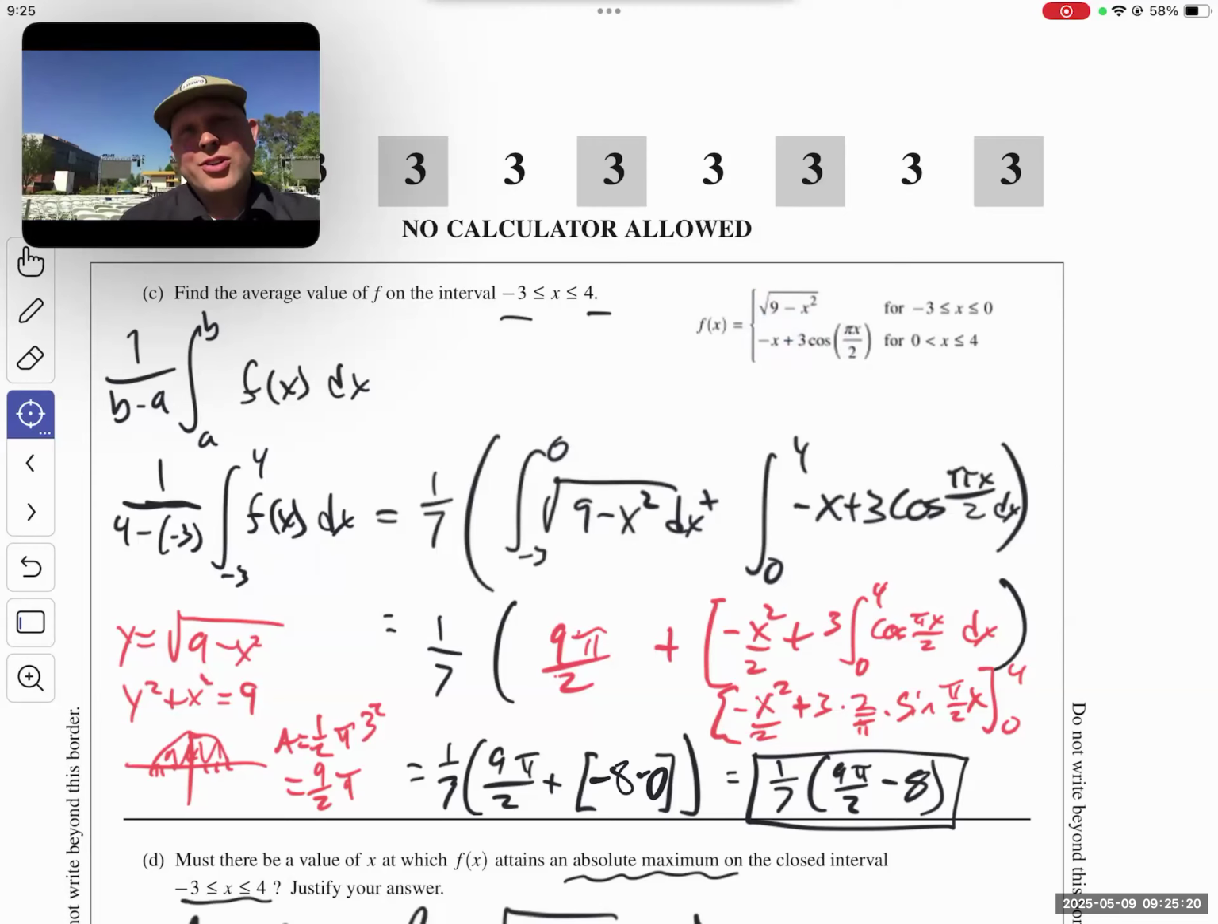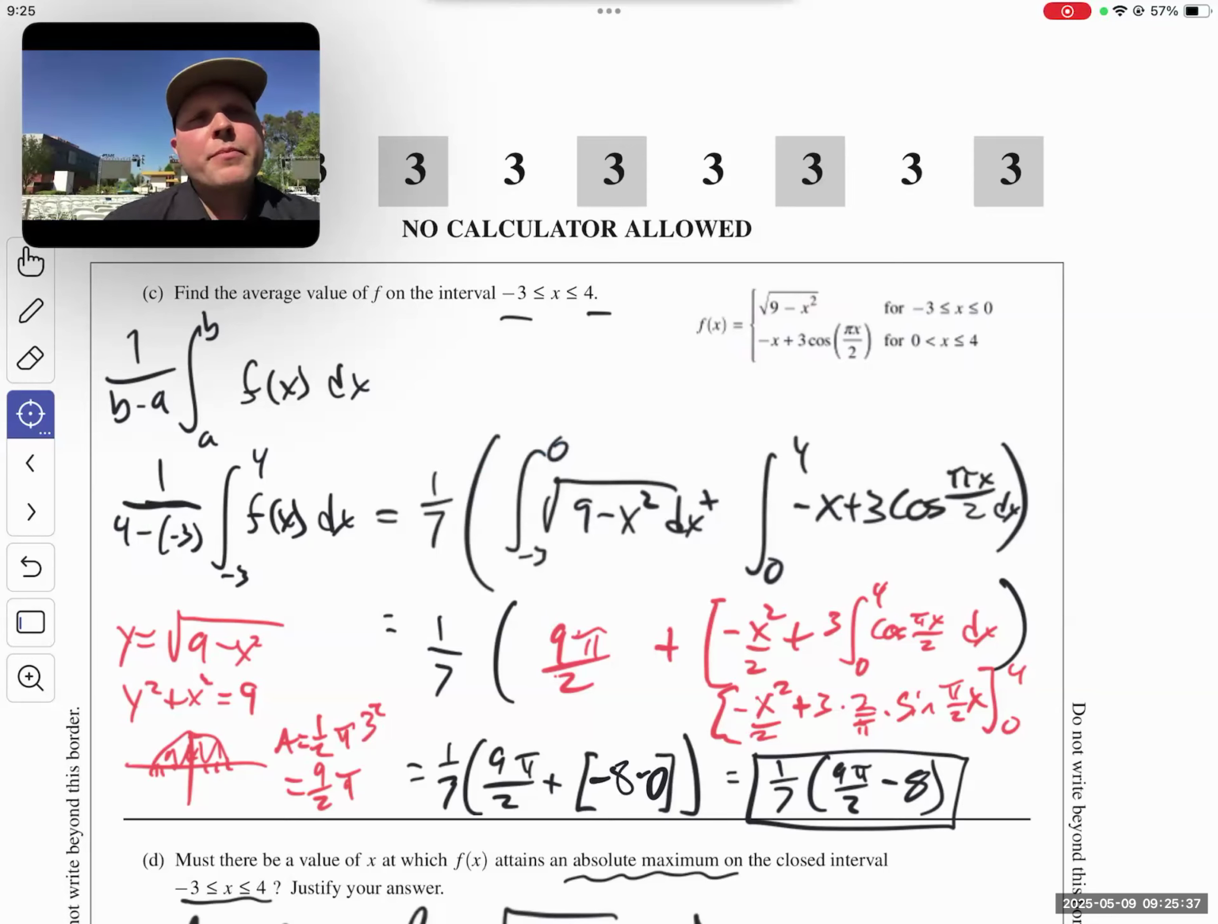Now ask yourself, how do I integrate f of x? Well, it's in 2 parts. So we have to break it up because it's different over those 2 intervals. So we break it up into 2 integrals. One from -3 to 0 of the square root function. One from 0 to 4 of the cosine function there. That's from those bounds. And that 1/7 is outside the whole thing.